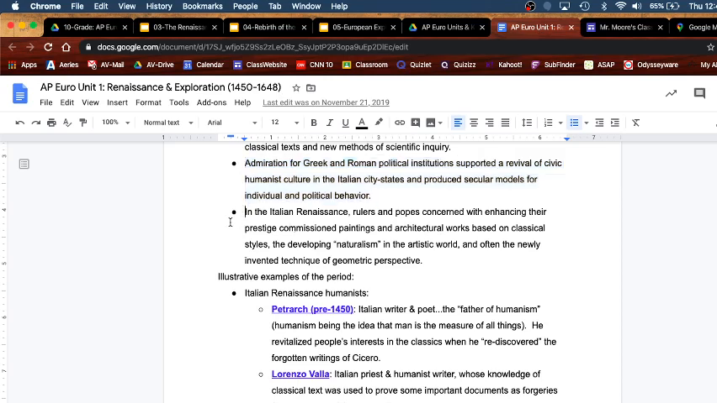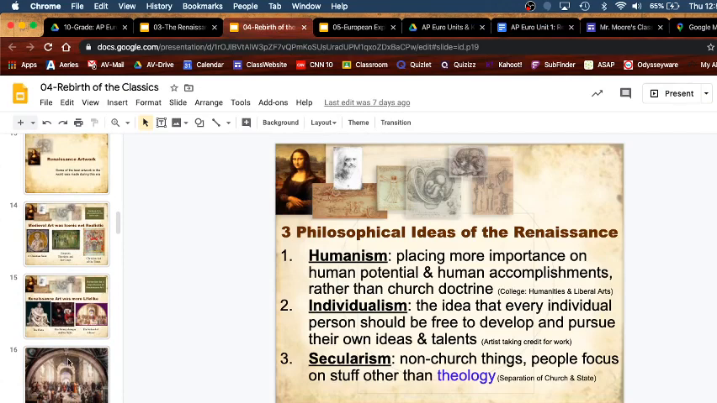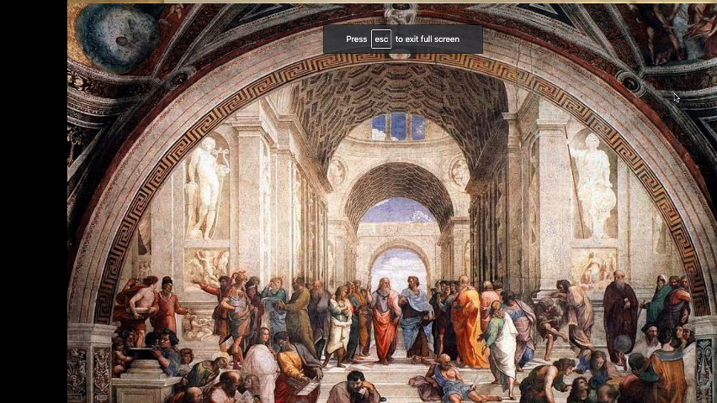It says in the Italian Renaissance, rulers and popes concerned with enhancing their prestige commissioned paintings and architectural works based on classical styles, the developing naturalism in the artistic world, and often the newly invented techniques of geometric perspective. So I'm going to jump over here for just a minute and remind you about perspective. I'm going to go full screen here for a second because I think it will show up better.